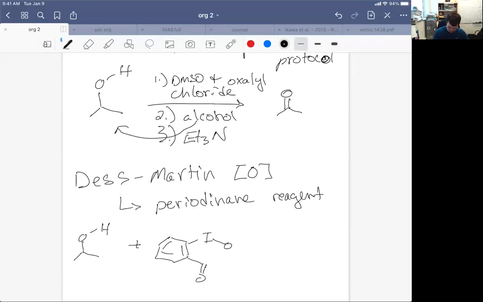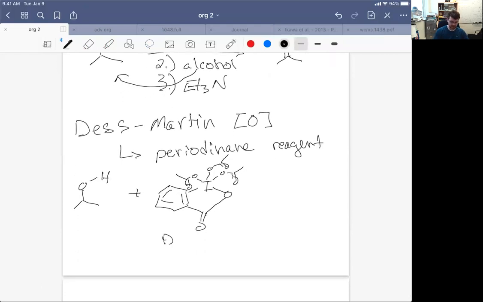1, 2, 3, 4. There we go. 5-membered ring on the iodine. The iodine's actually got 3 acetic acids attached to it. Okay, so that's the Dess-Martin reagent. And so that will accomplish the reaction.